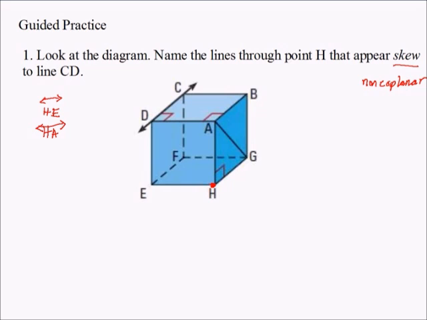What's the problem with HG? Why can we not say HG? No, we cannot say HG because CD and HG are going in the same direction. If I put a flat surface across CD and HG, they would be on that flat surface, on the same plane. And skew means non-coplanar, so we cannot say HG. HG does not work here.